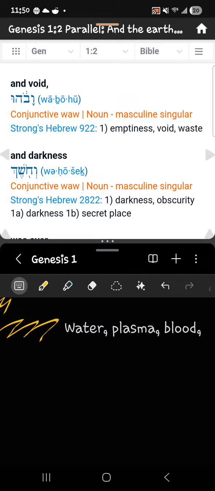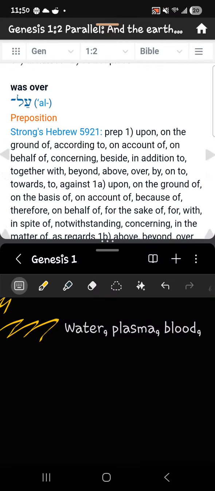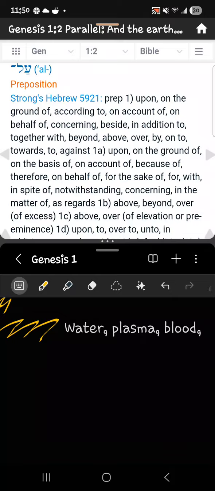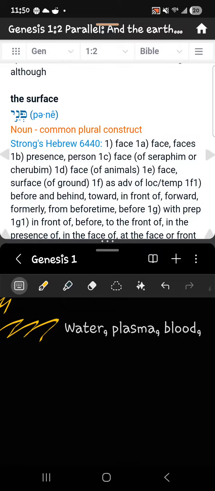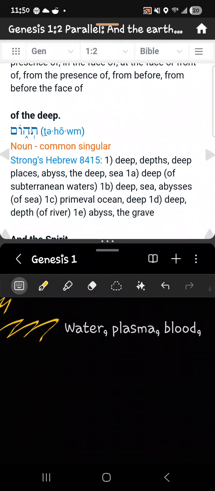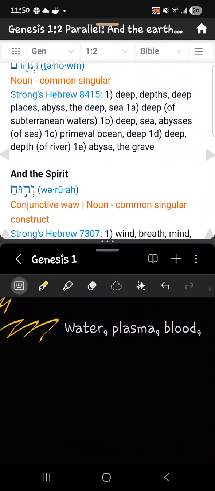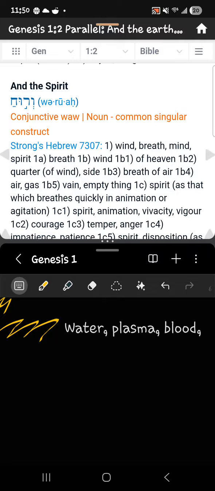Okay, darkness. Chashak, obscurity, secret place, was aisle over upon. All right. The penai, the face, or the front before time of the hawam, the deep, the depths, the abyss. All right. Wa rawach, and the spirit. Rawach, roh.